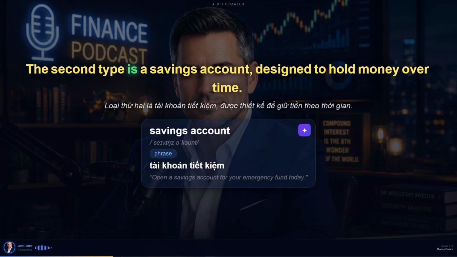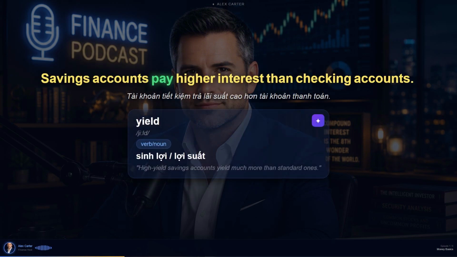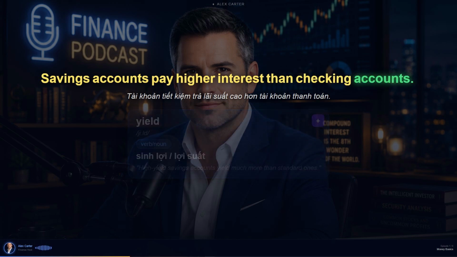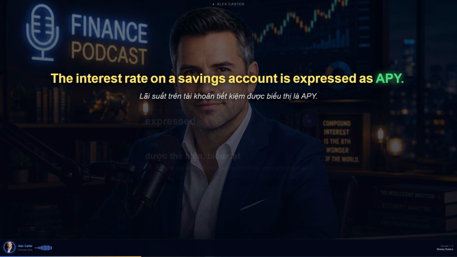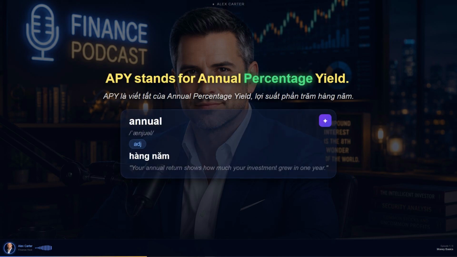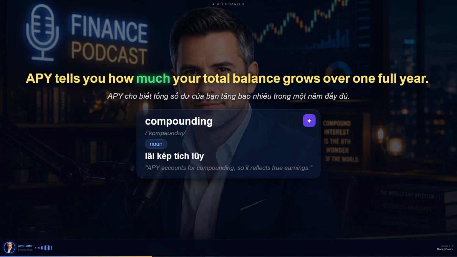The second type is a savings account designed to hold money over time. Savings accounts pay higher interest than checking accounts. The interest rate on a savings account is expressed as APY. APY stands for annual percentage yield. APY tells you how much your total balance grows over 1 full year.